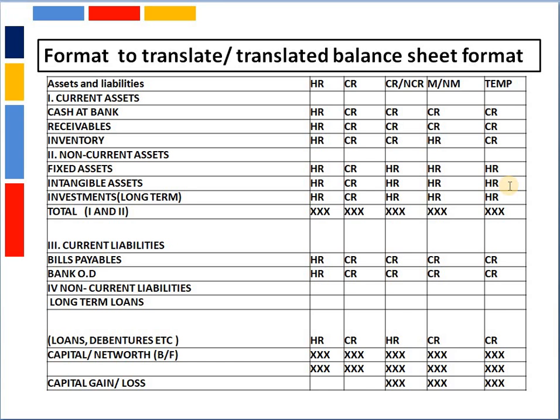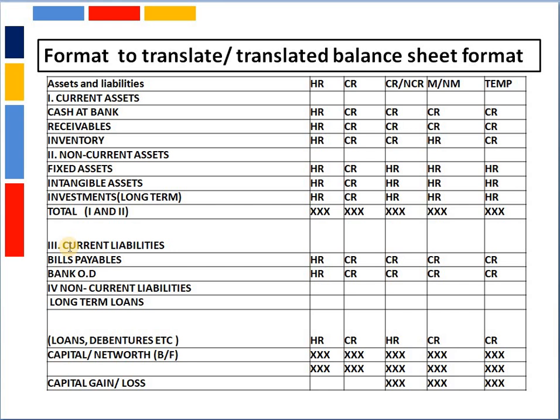So after recording the items of current assets and non-current assets, write down the total of 1 and 2. If you add current assets and non-current assets, you will get the total. Write down the total of this. Okay. After writing the total, you have to write current liabilities, that is Roman number 3.